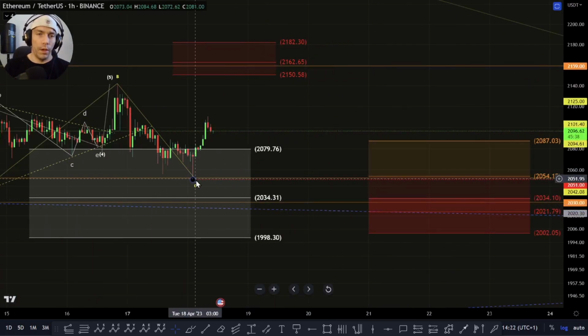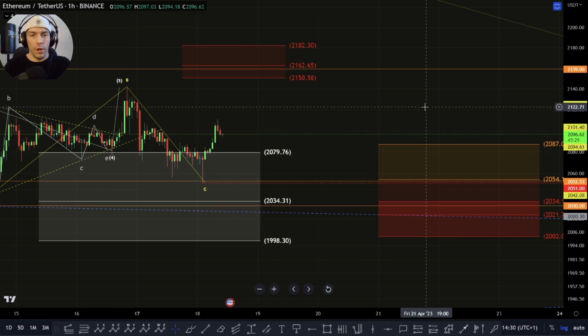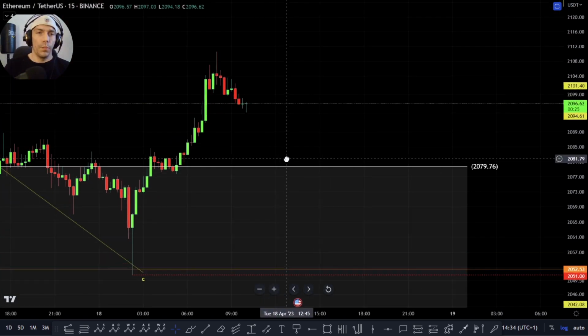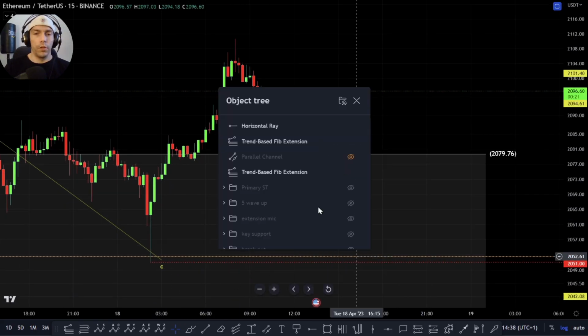So if we want to say that we have a low in place here, what we want to see is this low obviously hold, and we want to see this move starting to progress to the upside. So I'm actually going to come down here to the 15 minutes. This is just looking for that potential of a breakout. The problem is currently we just have a three-wave move.